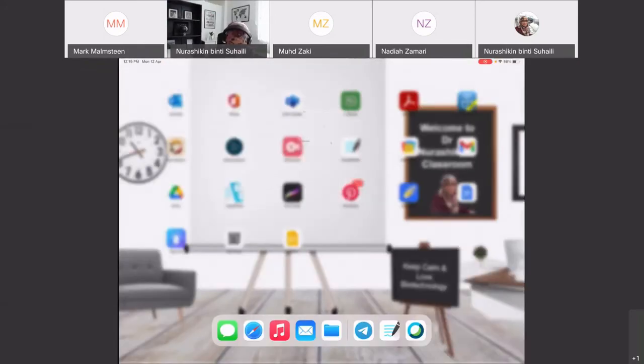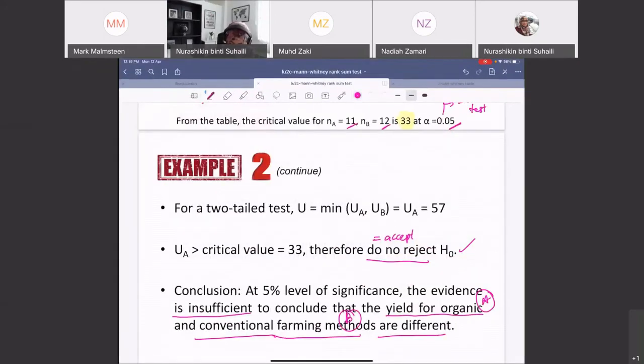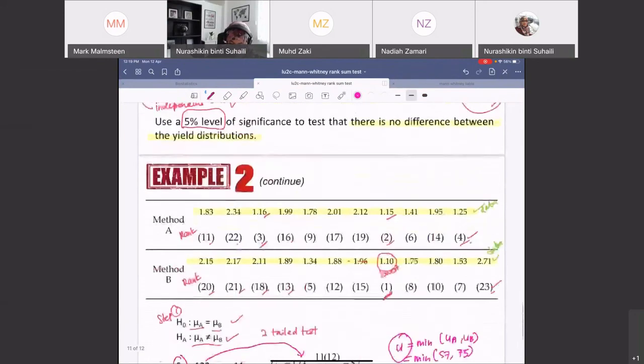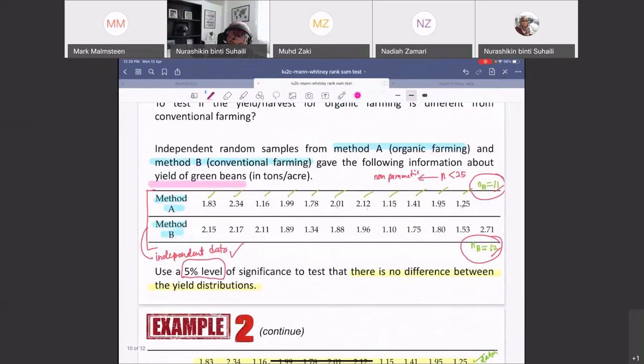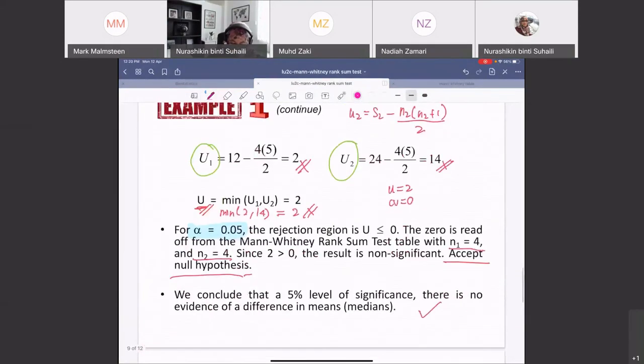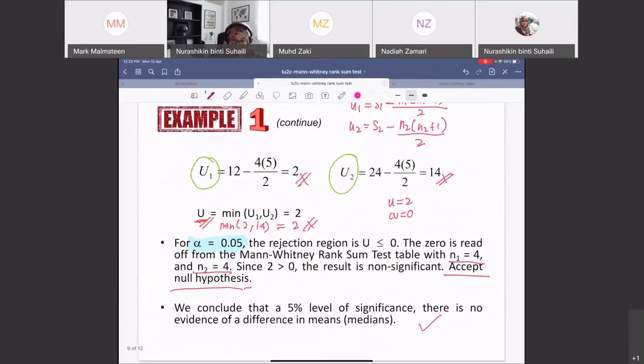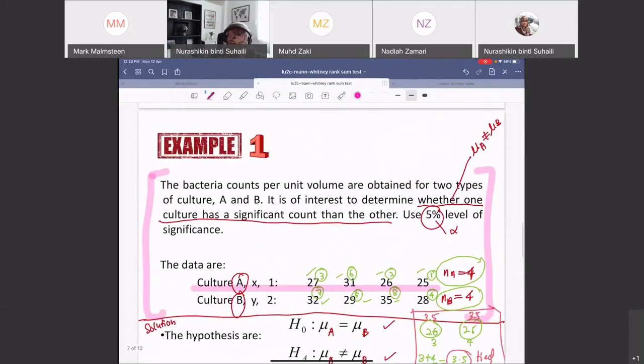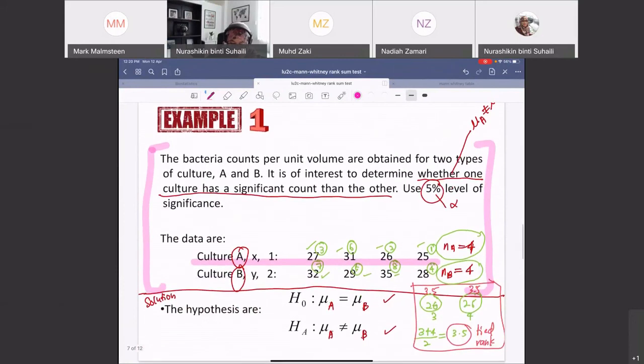I also have a question: how to determine one tail and two tail? Same question. It depends on the question. Let's see the first example here. Go back to the original question, the bacteria counts per unit volume. So the key point is here.